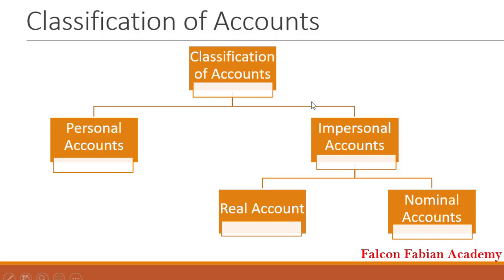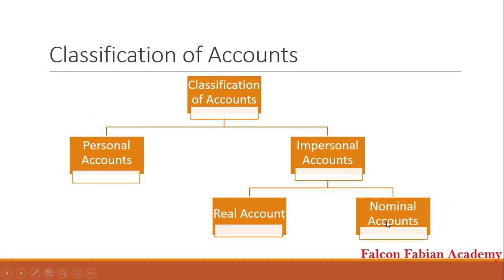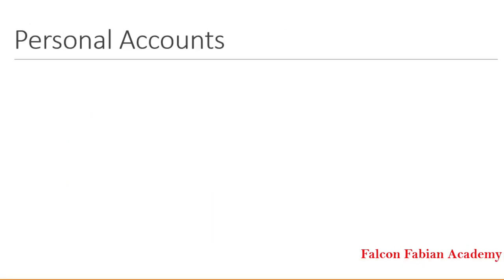So the first thing that you have to remember, if you need to identify what is to be debited and what is to be credited, is the classification of accounts. All accounts can be categorized into personal and impersonal, and impersonal can further be divided into real account and nominal account. So what do you mean by personal accounts?